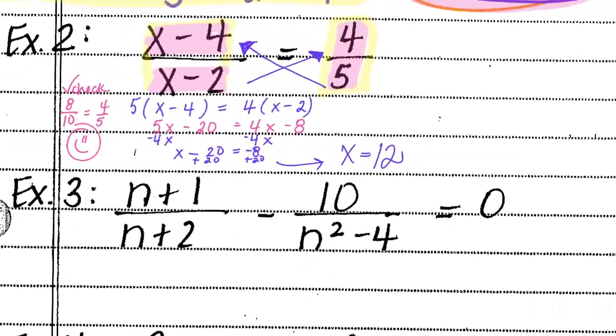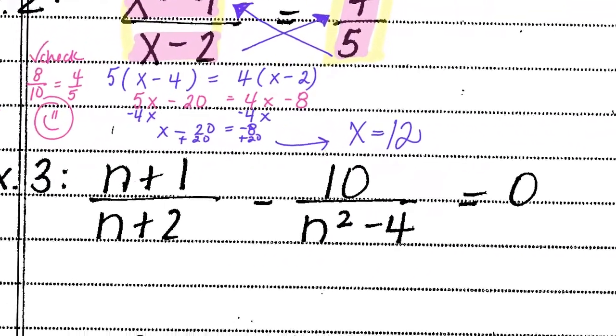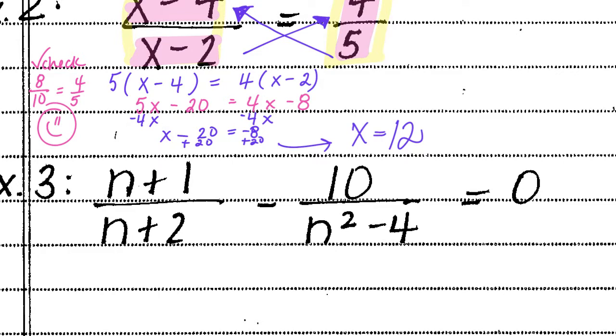The next one, oh, I knew they weren't going to give us a fraction equals a fraction, and it looks like they gave us a quadratic, meaning an n squared right here. So just like we had to do in Chapter 6, we always have to factor first. So we know that n squared minus 4 is (n plus 2)(n minus 2). And this binomial is n plus 2.